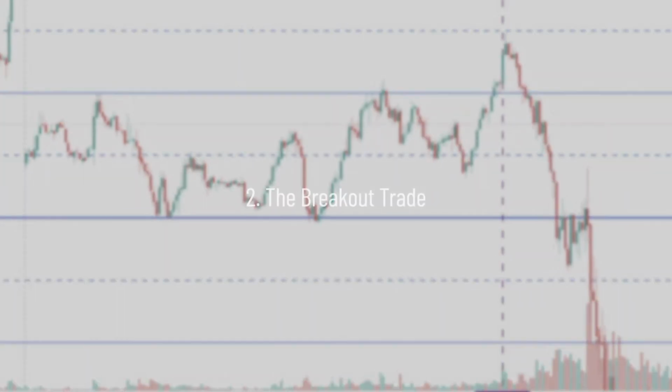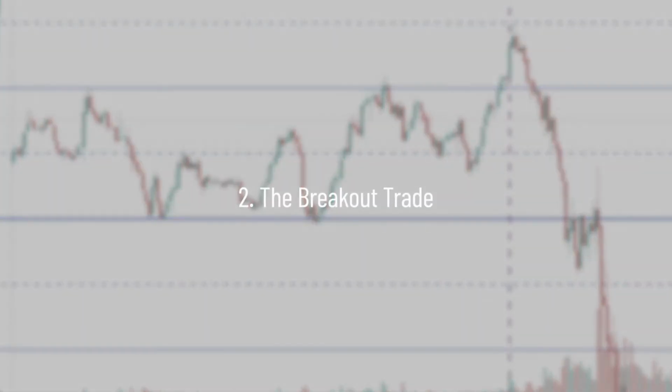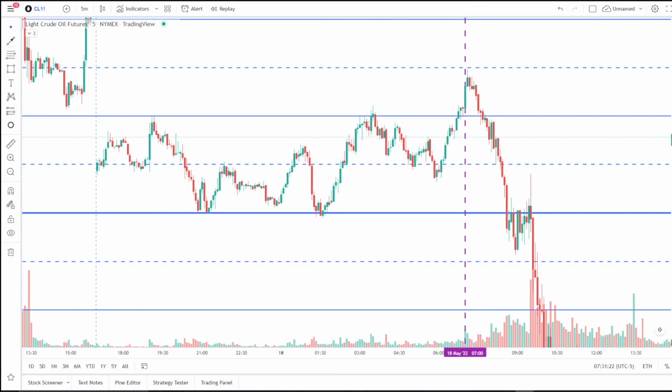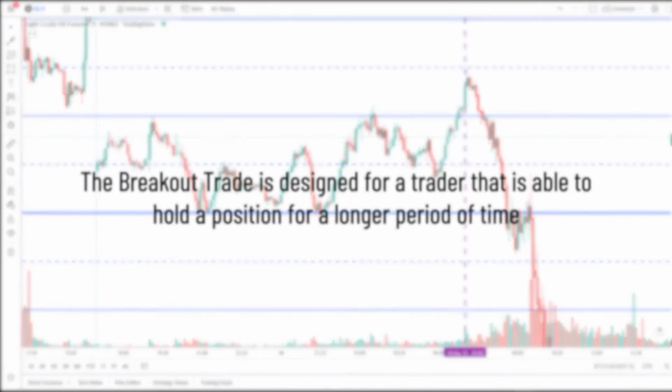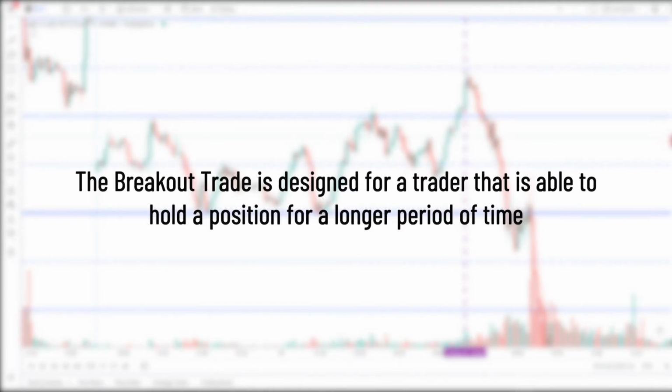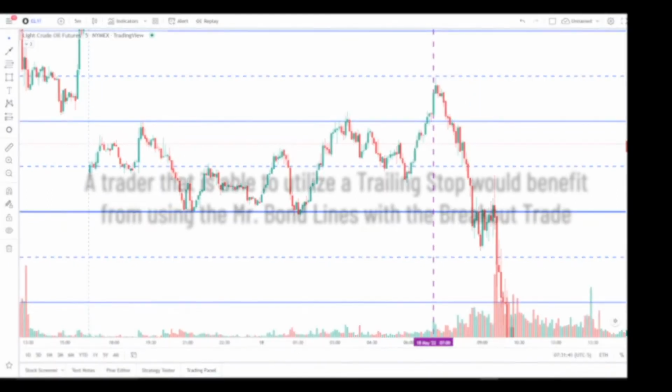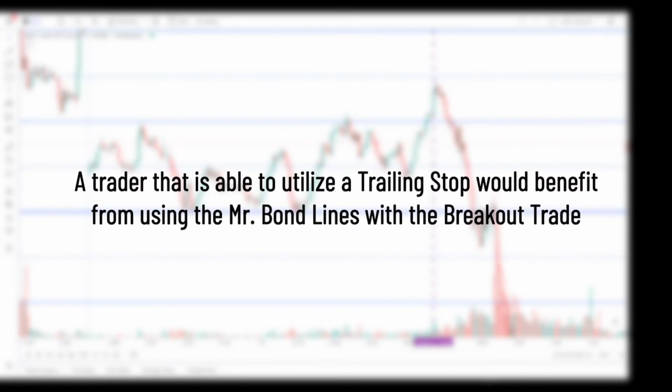Alright, so now let's move on to the breakout trade. First of all, the two differences between the breakout trade and the reversal trade is, number one, the breakout trade is designed for a trader that's able to hold a position for a lot longer. So if you have only a few minutes or hours to spend behind the trading computer, then the breakout trade is most likely not going to be best for you. A trader that is able to hold longer term throughout the day and can utilize a trailing stop would actually benefit quite well from this type of strategy using the bond lines.